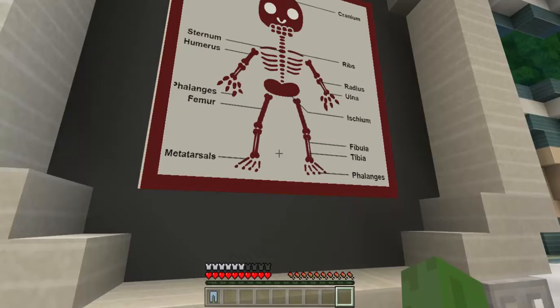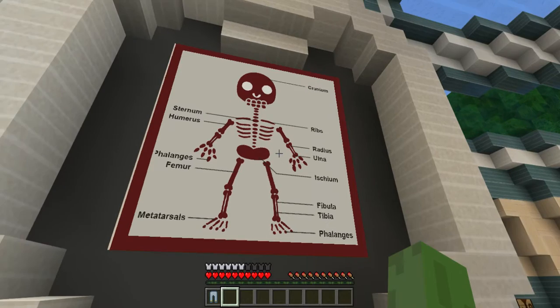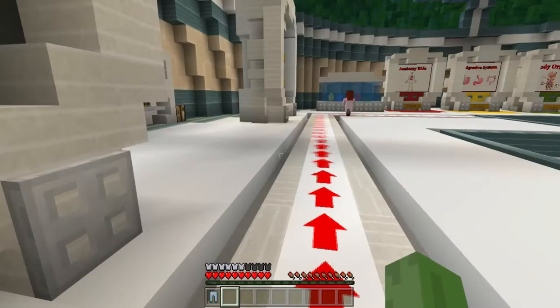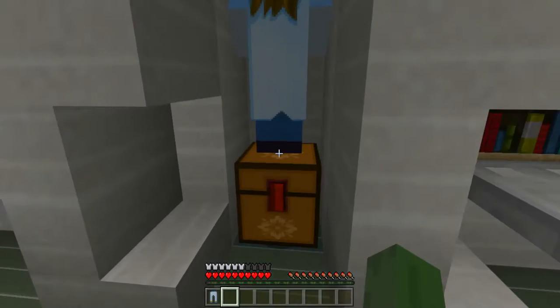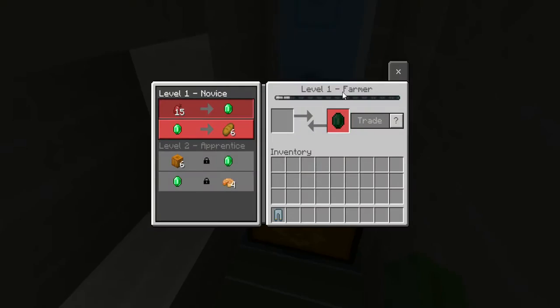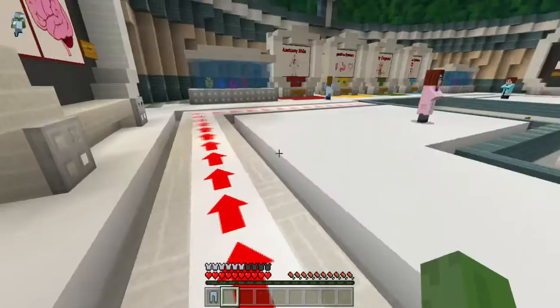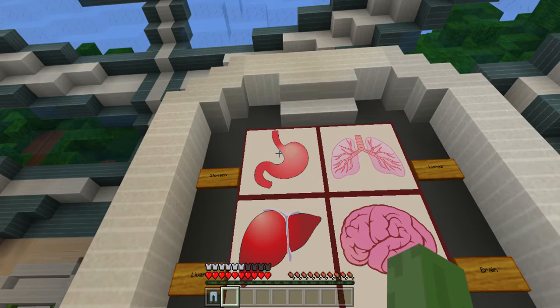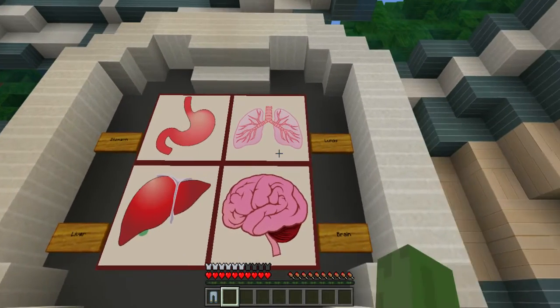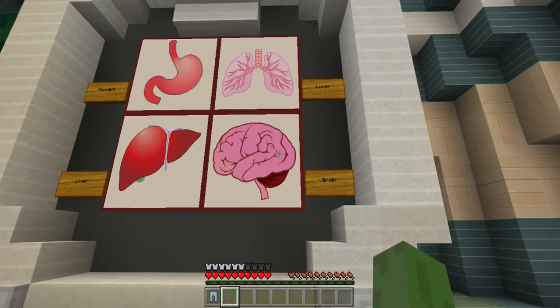Okay, so that's interesting. This is the picture of the human body, in good detail actually. So moving onward, we go over here, see what's going on. See what's in the chest. So it's below the chest, nothing. These are all our laboratory workers. So this is the stomach. Nice picture. These are the lungs. This is the liver. And this is the brain.